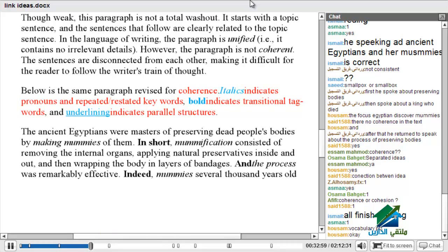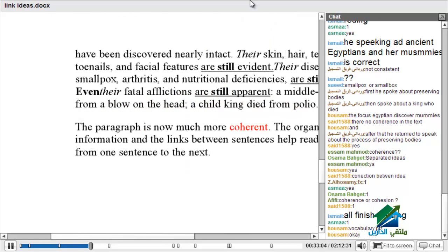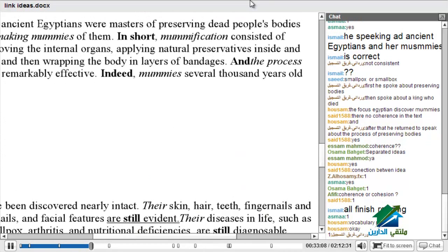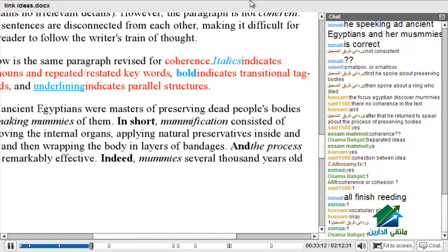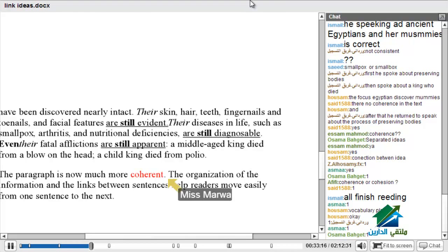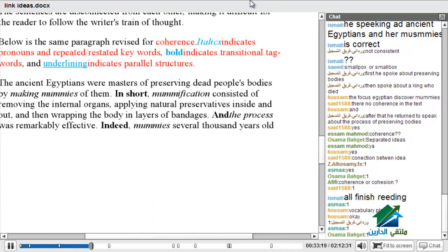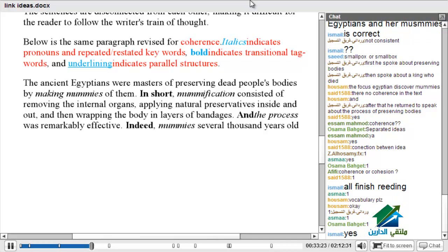Can you read? Well, do I have to zoom? It's okay? Now it's better. Okay, go on. You have another 2 minutes.